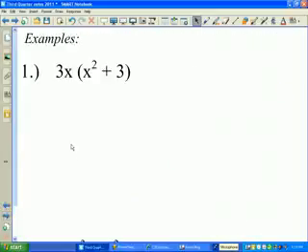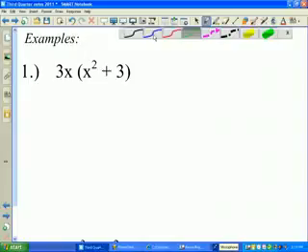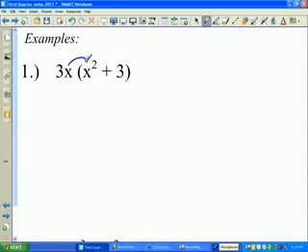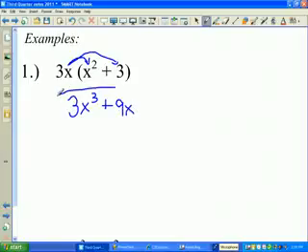So, I did a couple of examples because we spent a lot of time with the quiz. This first example was 3x times x squared plus 3. If you want to, you can hit pause and try to solve it yourself. If you decide to keep going, we're going to distribute the 3x to both terms. So you have 3x times x squared, which gives me 3x cubed, plus 3x times 3 gives me 9x. This is my solution.